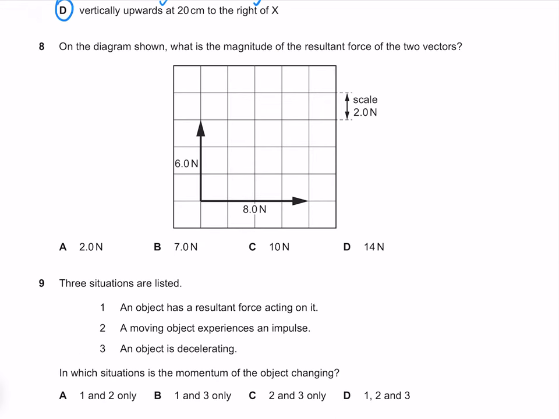On the diagram shown, what is the magnitude of the resultant force of the two vectors? The resultant magnitude is going to be this vector here, where we can imagine we have a right angle triangle with our 6 newtons here. Our resultant force is our hypotenuse, which is equal to the square root of the squares of our two other sides, which gives us 10 newtons, so our answer is C.